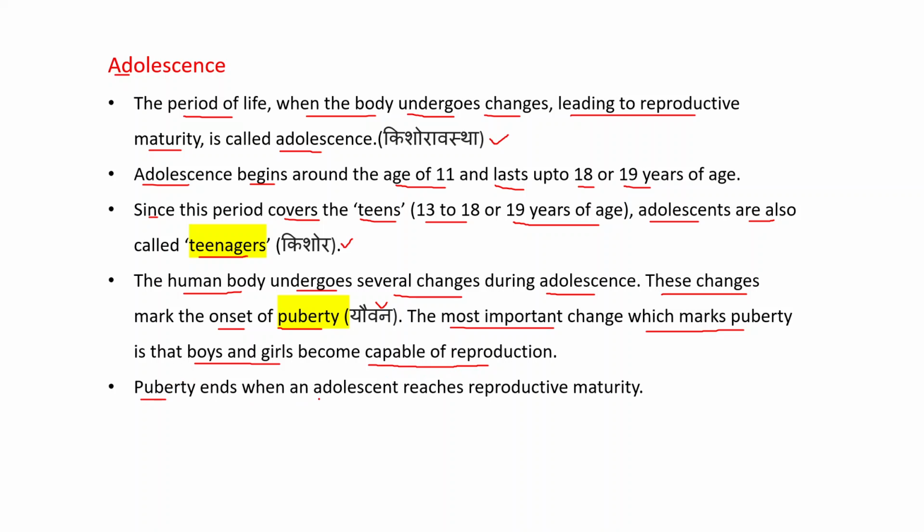Puberty ends when an adolescent reaches reproductive maturity. It means all the reproductive parts or reproductive organs are developed at this age. Okay, end of this age.